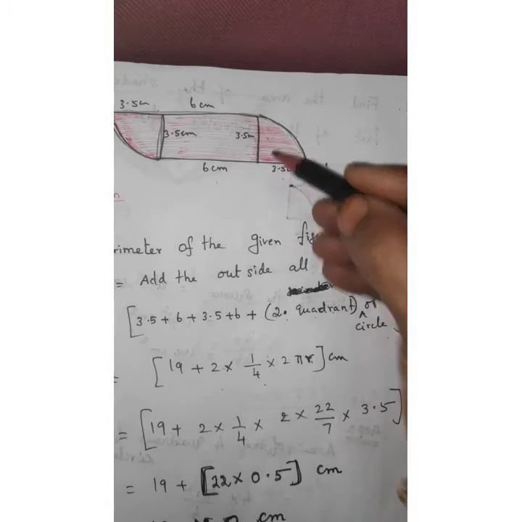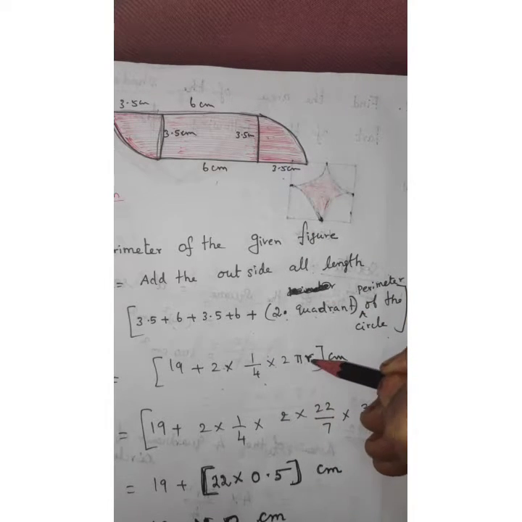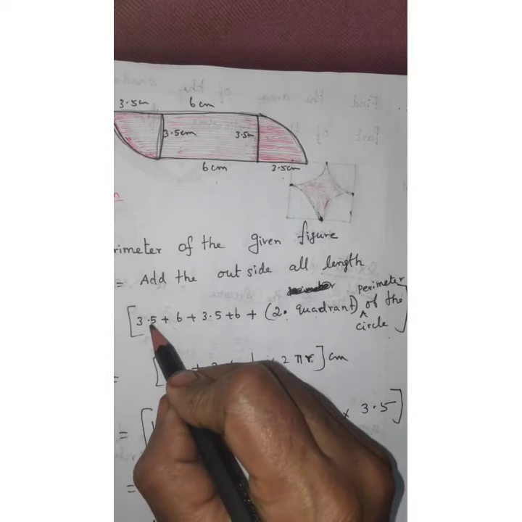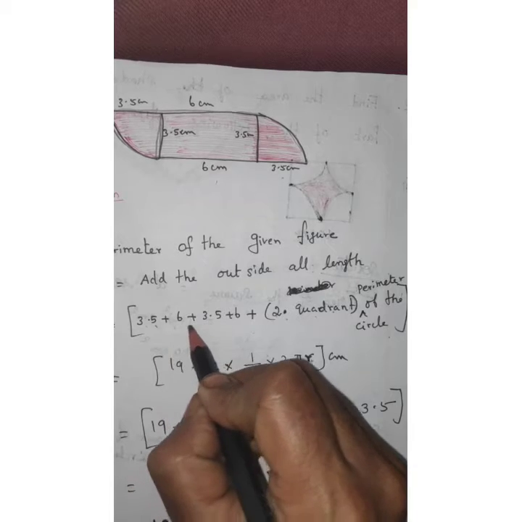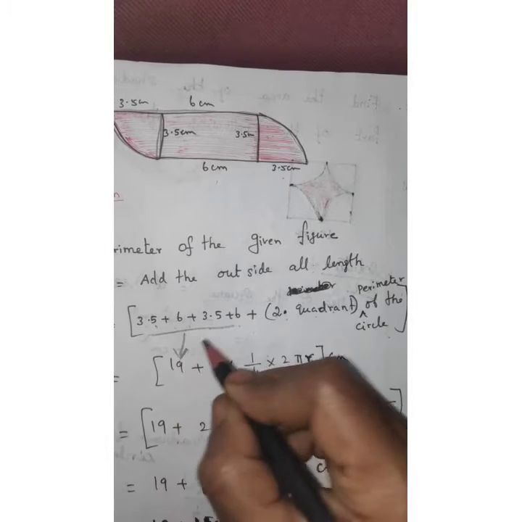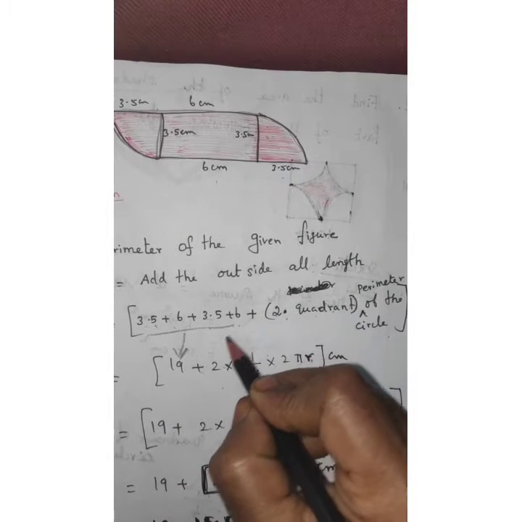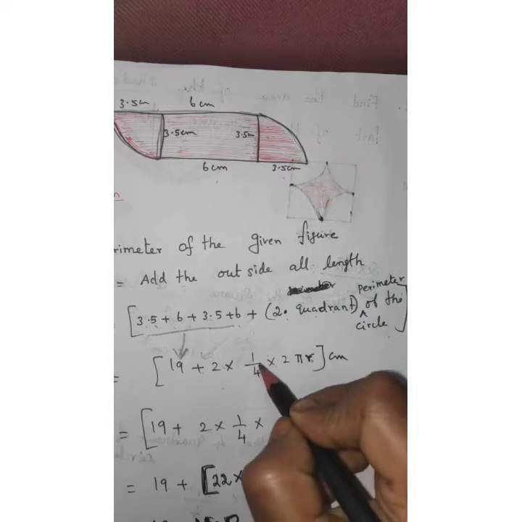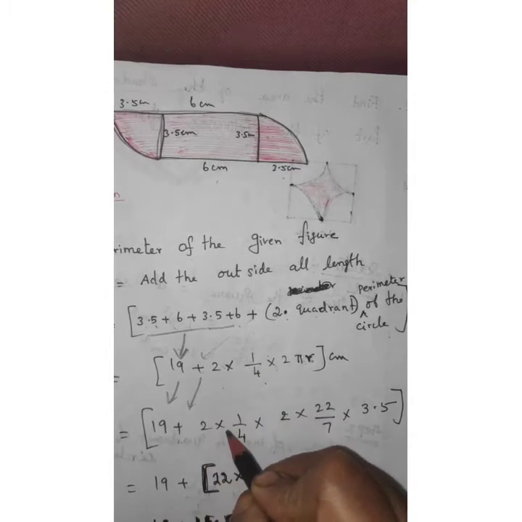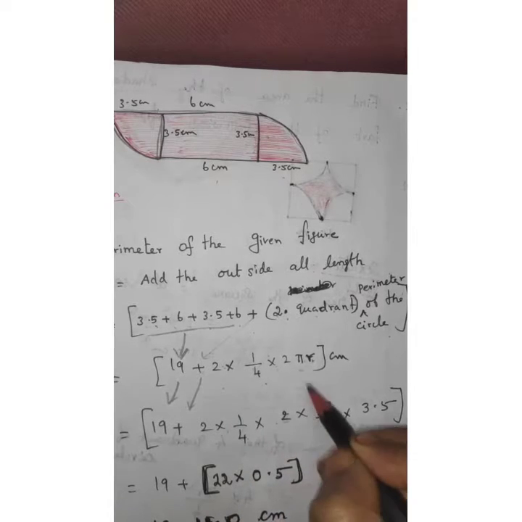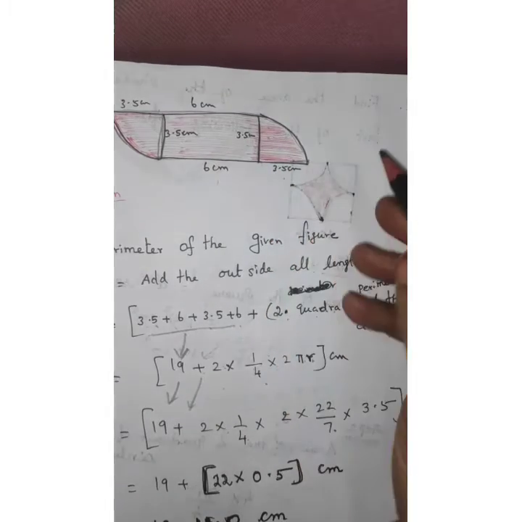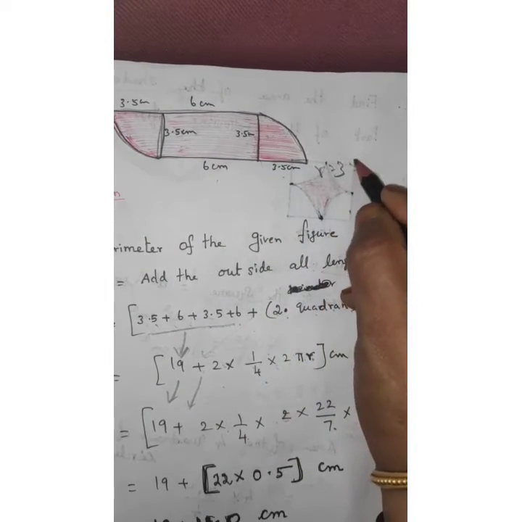Here, given one quadrant, one by four into two pi r is the perimeter formula of the circle. Add these four numbers: 3.5, 6, 3.5, and 6, and get the answer 19, plus two into one by four into two pi r. The 19 stays the same, plus two into one by four into two into pi, with pi value equal to 22 by 7. R value is the radius, equal to 3.5 centimeter.